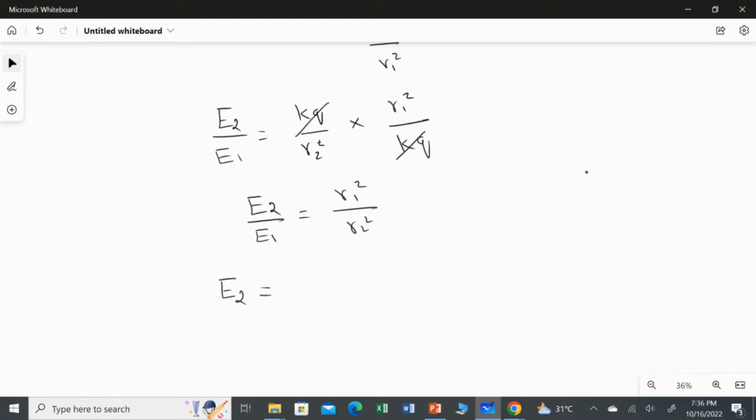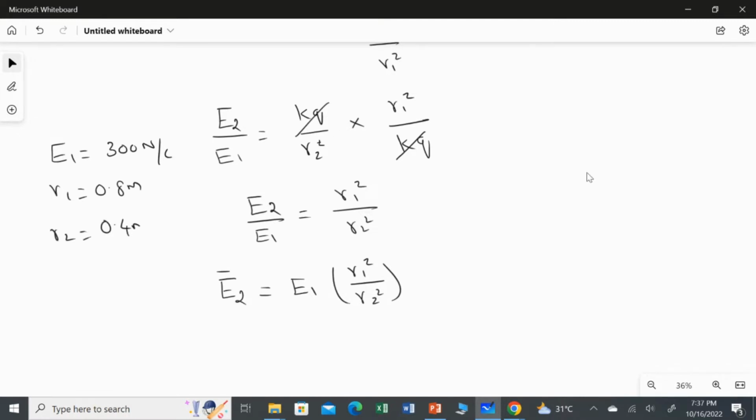Therefore, E2 is equal to, actually all these are vectors, so here the electrical field is a vector quantity. So E2 is equal to E1 multiplied by R1 square over R2 square. Now I'm going to substitute the values. The E1 value they mentioned is 300 Newton per coulomb, R1 is 0.8 meter, and R2 is 0.4 meter. We are going to find this value.